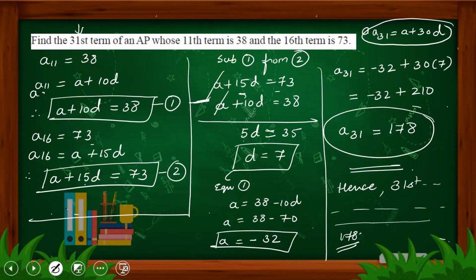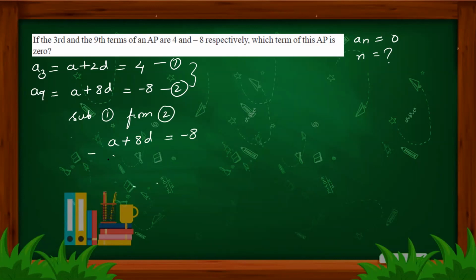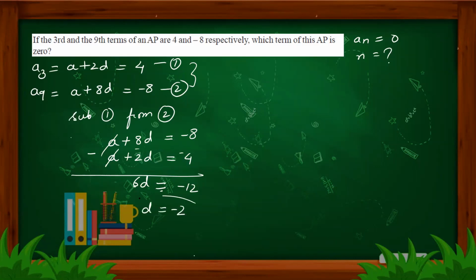We need to find which term is 0. That means an is equal to 0. We need to find out the n. So for that we need a and d. Where can we get a and d? We can find out a and d by solving these as simultaneous linear equations. So again, the same thing. Subtract 1 from 2. So a plus 8d equal to minus 8 minus a plus 2d equal to 4. A will cancel. 6d is equal to minus 8 minus 4, that's minus 12. D is going to be minus 2.